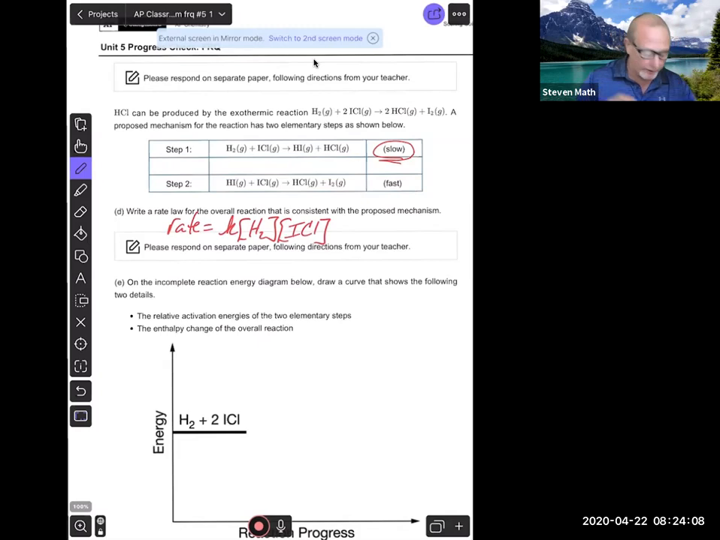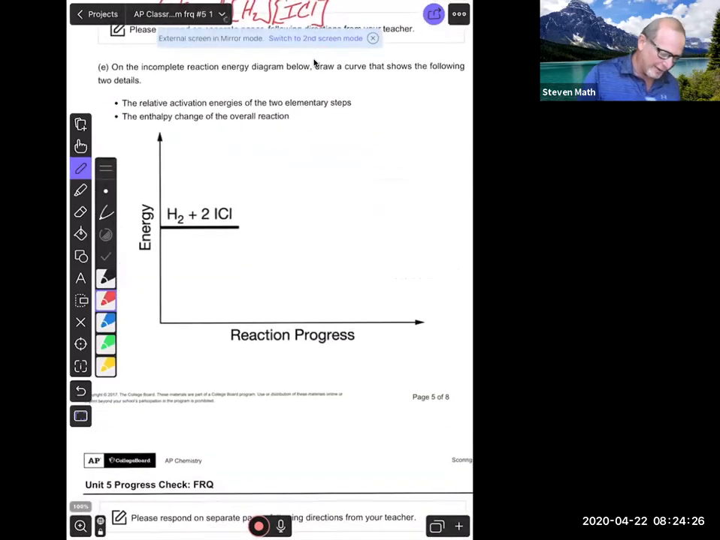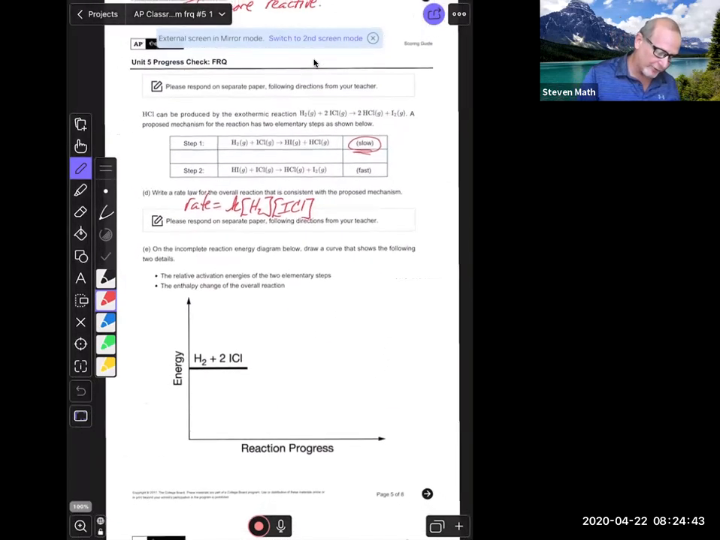Remember, the rate law doesn't come from the overall reaction. The rate law comes from the slow step of the mechanism, is a better way of saying that. Okay. Then on E, they come full circle, back to our energy diagram, our reaction coordinate. And they say, hey, now draw a curve that shows the following: the activation energy of 2 steps and the enthalpy change for the overall reaction.